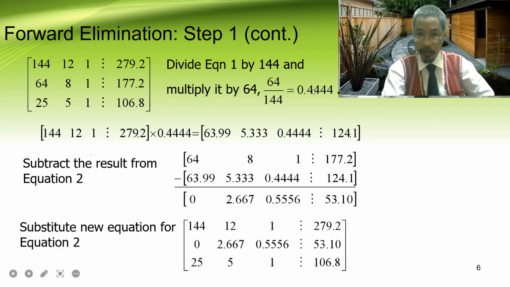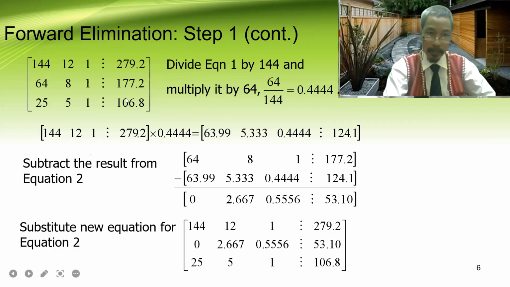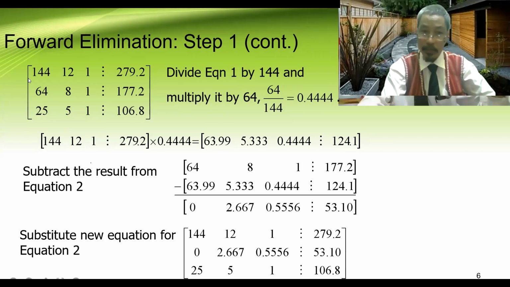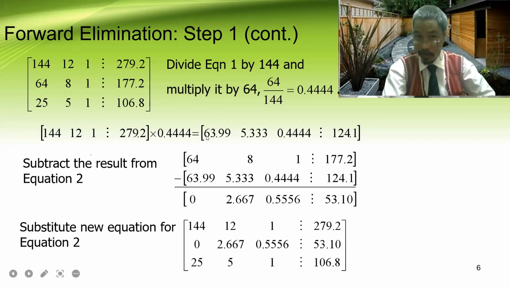And the answer would be 0.44444. So then the first equation multiplied by that will have what? 63.99, which is actually our target to be equal to 64. So there is a small error. There's already a small error there.